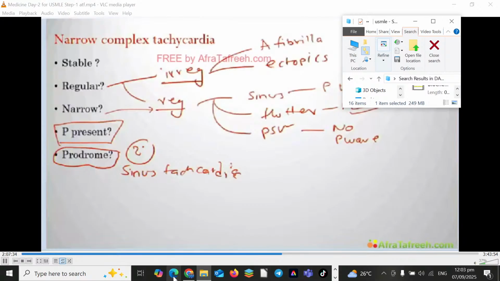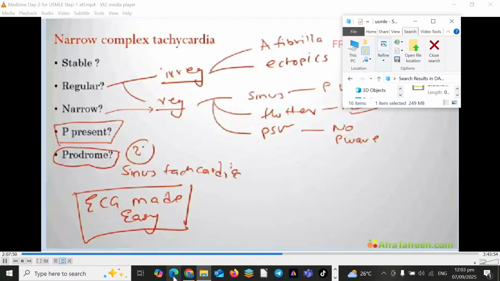So there is a book called ECG Made Easy. It's a very small book of 100 or 200 pages, but you can use this. It's a foreign author, I don't exactly remember who. So you can use this book for referencing.